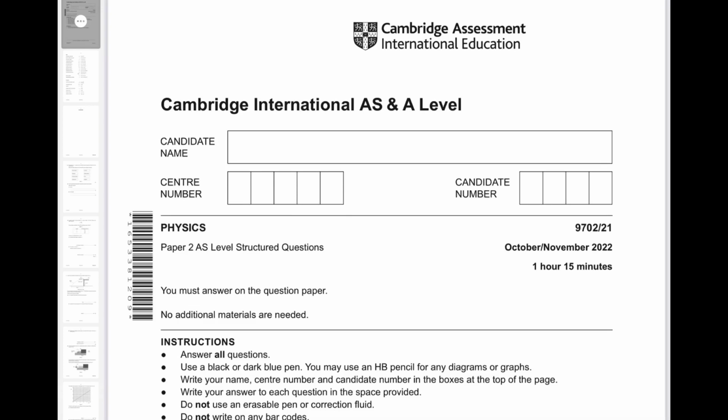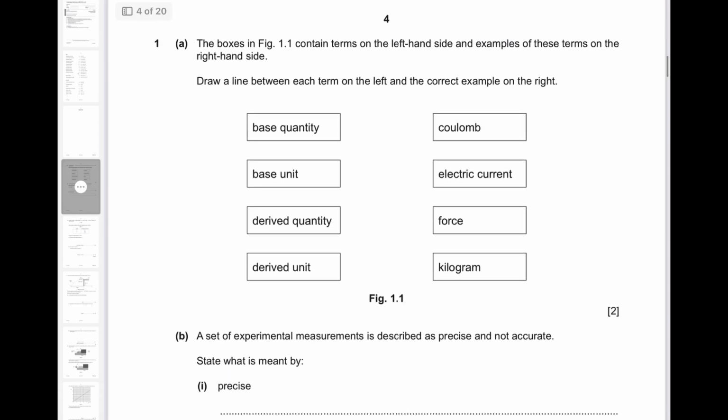In this video, I'll be solving paper 2 variant 1, October-November 2022, AS level physics. Question 1a, the boxes in figure 1.1 contain terms on the left hand side and examples of these terms on the right hand side. Draw a line between each term on the left and the correct example on the right.